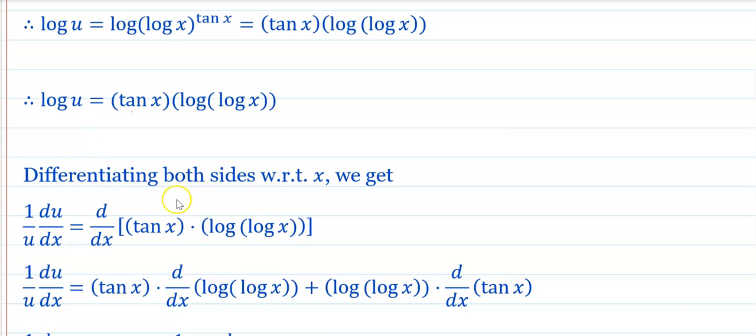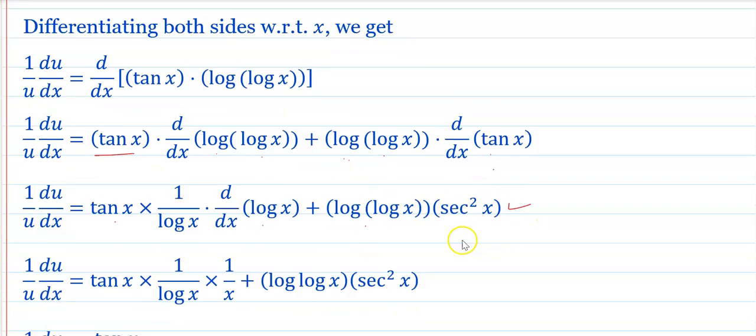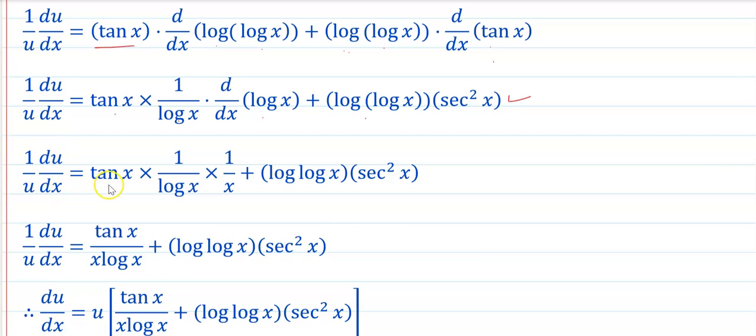Differentiating both sides with respect to x. What is the derivative of log of u? 1 upon u into du by dx is equal to d/dx of tan of x into log x. Keep this tan of x as it is, d/dx of log x, plus log x into d/dx of tan x. Log x, the derivative is 1 upon log x into d/dx of log x, plus log x. Derivative of tan x is sec square x. Derivative of log of x is 1 upon x, and the derivative of tan is sec square.